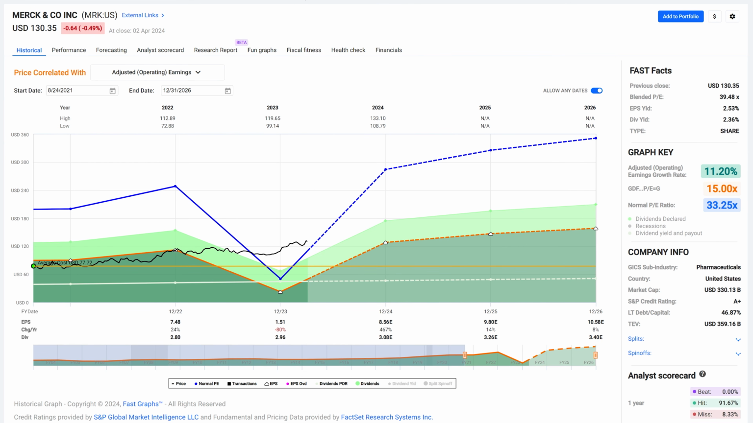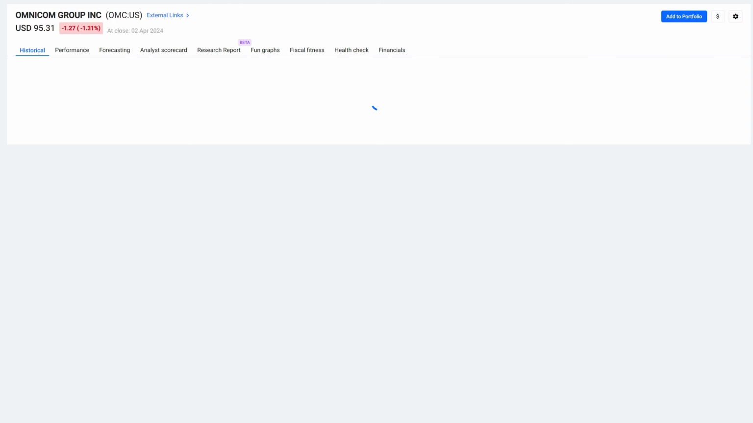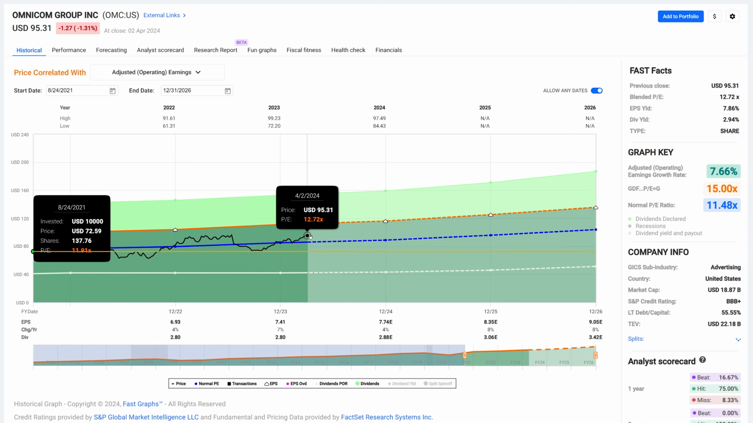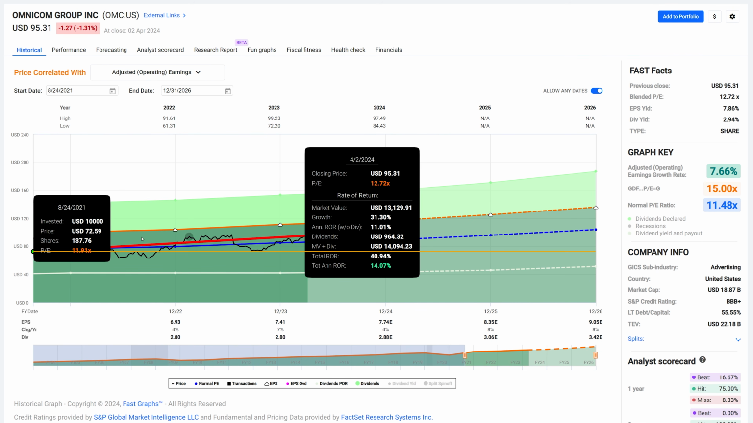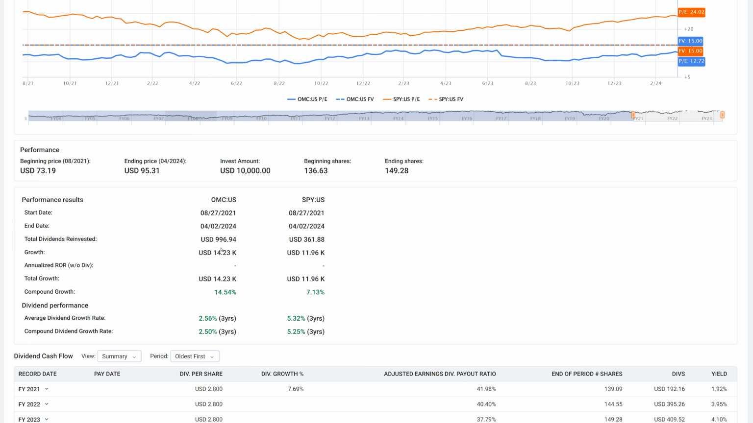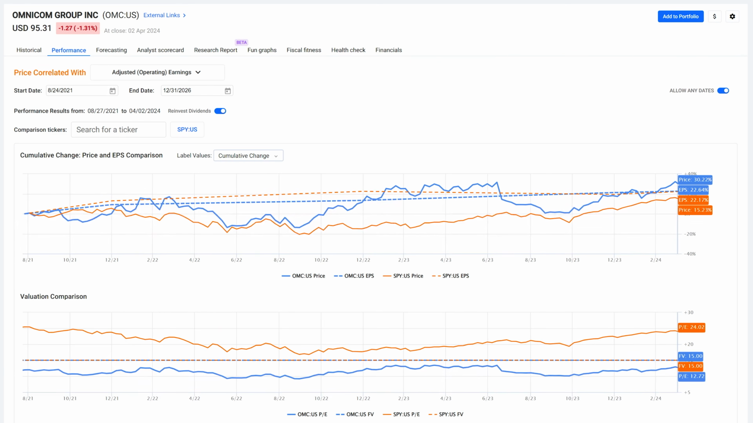Here's Merck. It's also been an excellent performer. This gold line is the cost basis. You can see the stock price is well above it, and it's given us a real good dividend yield and a good level of dividend income. Omnicom Group has been another one that's been outperforming. As you can see, the performance, just to put it into perspective again, we've had about 14% versus around 7% for the S&P. And again, we've had good dividend growth. And again, if I go into performance, and this is how you can use this portfolio management tool, by the way, we had almost $1,000 in income versus $361 in the S&P 500.